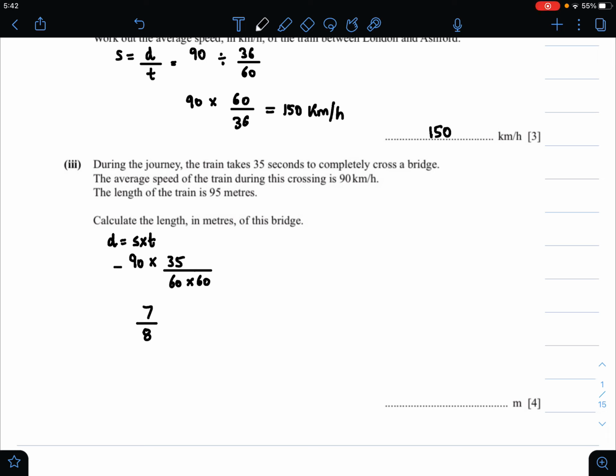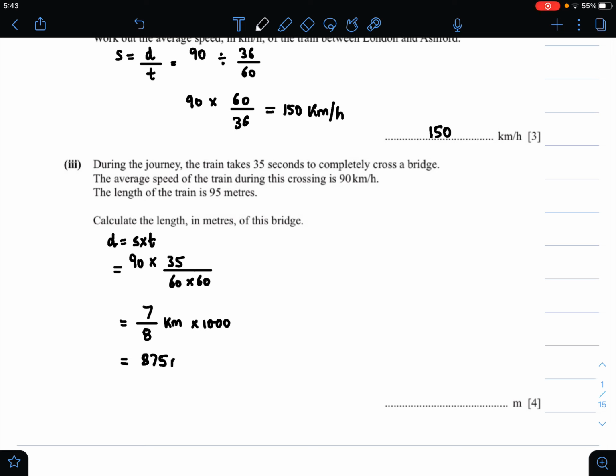So 7 by 8. Now 7 by 8 is in kilometers, the distance, and we need to convert it to meters. So you multiply this by 1000, and I'll just write it here that since it is kilometers, we multiply it by 1000 to convert it to meters, and therefore you will get your answer as 7 by 8 multiplied by 1000, which is equal to 875 meters.